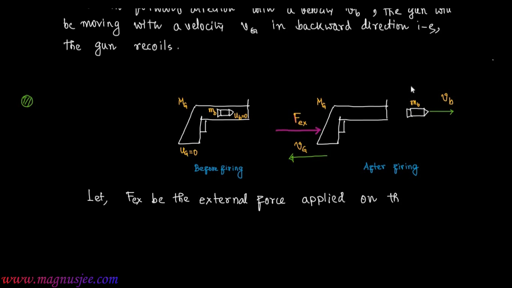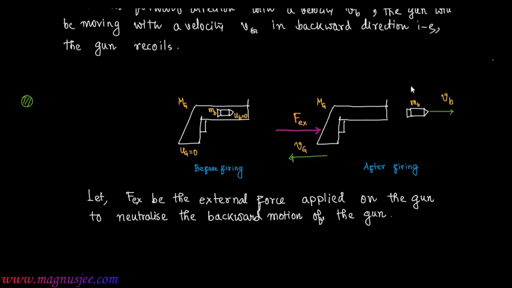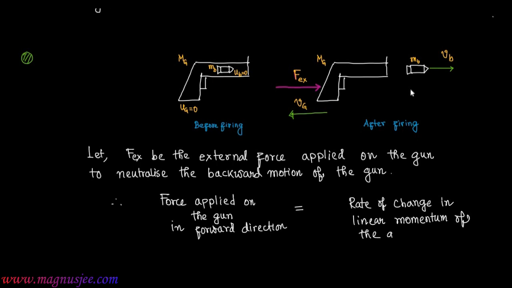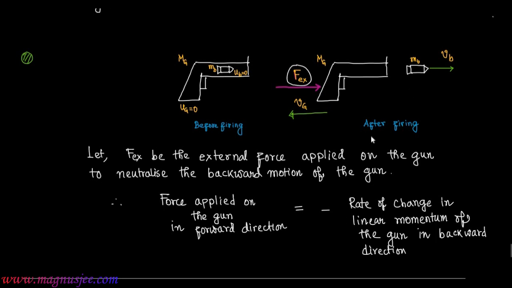Let Fx be the external force exerted on the gun to neutralize the backward motion of the gun, or to neutralize the recoil motion of the gun. Therefore, the force applied on the gun in the forward direction is equal to minus the rate of change in linear momentum of the bullets, which is equal to the rate of change in linear momentum of the gun in the backward direction. It should be equal to the negative rate of change in linear momentum of the gun in the backward direction.